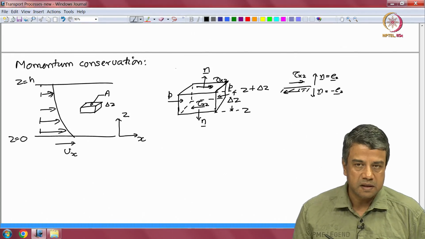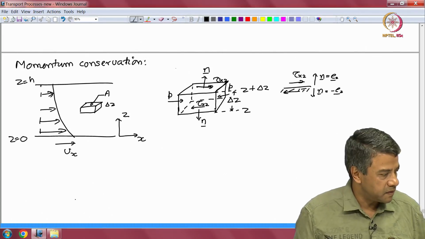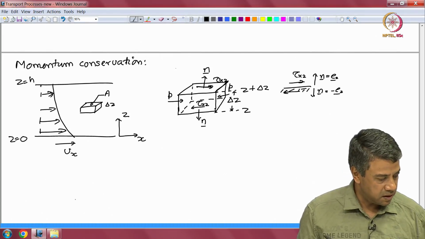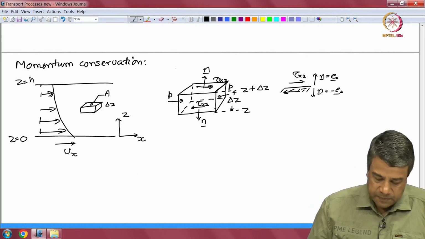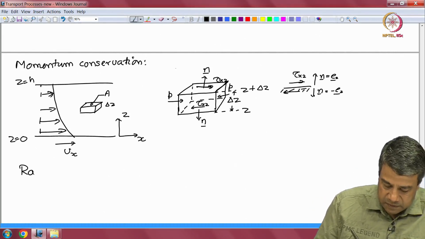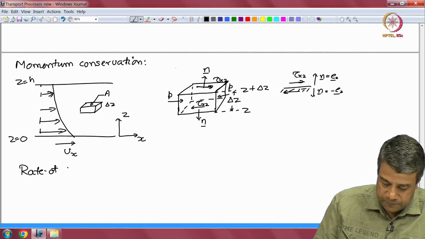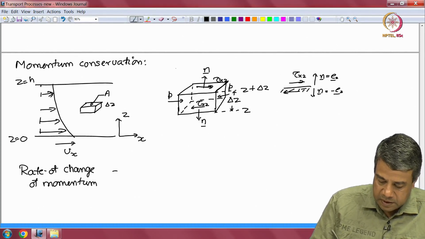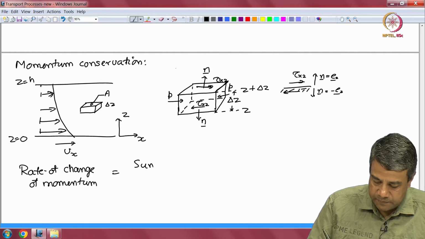Momentum conservation condition is slightly different. It comes from Newton's laws. The condition is that the rate of change of momentum is equal to the sum of forces.